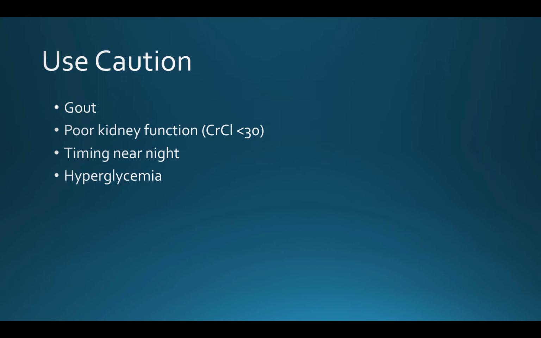With poor kidney function, drugs like hydrochlorothiazide and chlorthalidone might not work as well as far as antihypertensive effect goes. There's a little controversy surrounding that, but in the setting of the kidneys not working that well, these drugs may not be quite as effective. Timing: at night, avoid that if we can, certainly.